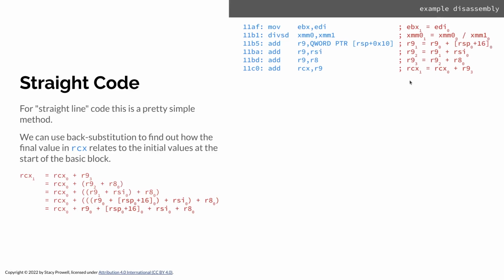And then if we back substitute to figure out what's in RCX here at the end, we find out that RCX is RCX0 plus R9 sub 3, which turns into R9 sub 2 plus R8 sub 0, which turns into R9 sub 1 plus RSI sub 0 plus R8 sub 0, etc., until we wind up with this expression at the bottom. In the original program, this was a sum of all of these 64-bit integers, and that's a way to figure this out.